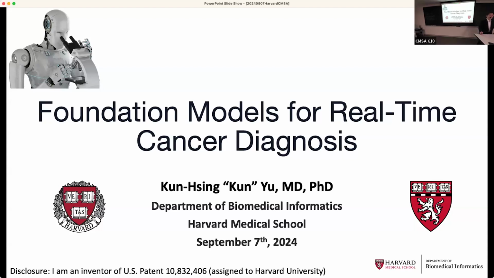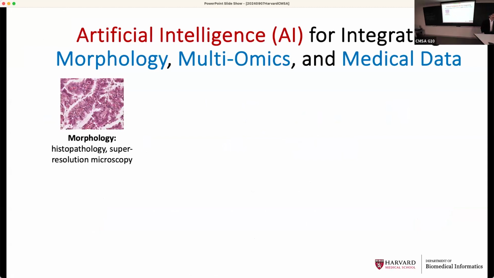And I hope I would leave you with some impressions about some exciting applications of cutting-edge mathematical innovation related to neural networks when applied to cancer diagnosis. So the title of my talk is Foundation Models for Real-Time Cancer Diagnosis. And the overarching goal of my lab is to incorporate new artificial intelligence methods for integrating three types of data.